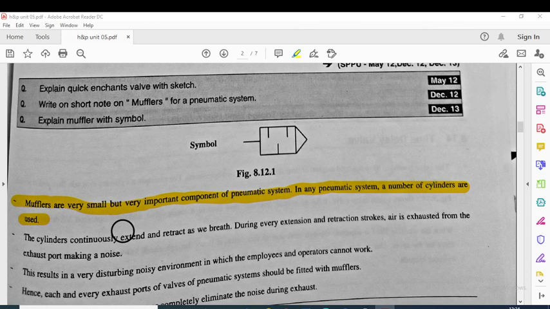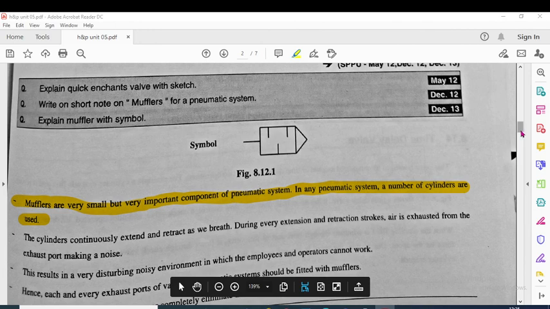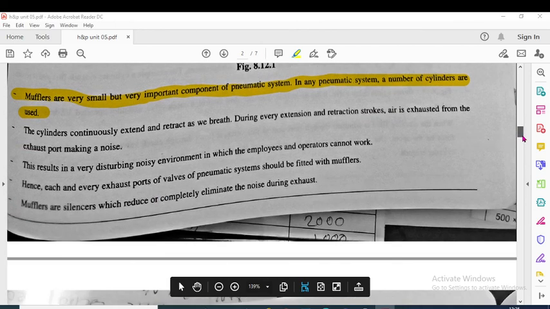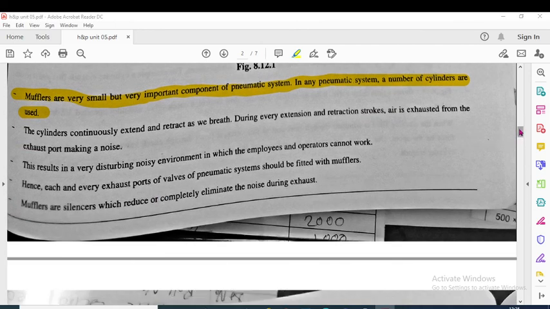The exhaust port from this cylinder is connected to the exhaust port of this direction control valve, but it is not connected to the system further. It is directly open to the atmosphere. If this high velocity air moves directly into the atmosphere, it may cause a sound which will be unpleasant for the operator. To eliminate this noise, we are going to use mufflers here.